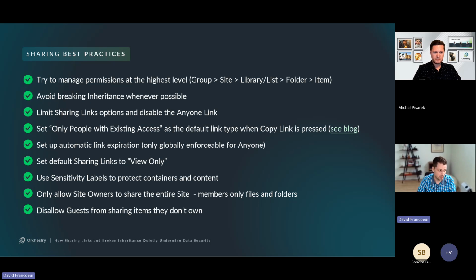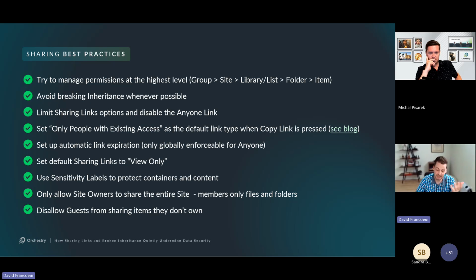One of my favorite ones that I don't know how many people know about is this one, that you can actually set that only people with existing access be the default link when people click copy link. But it is something that you have to run via PowerShell. And I have a link to one of our friends' blogs here, Mark Anderson. Michael blogged about this. It used to be you'd have to recursively go site by site, but there's now a command you can do this for the entire tenant that Mark talks about in this blog.